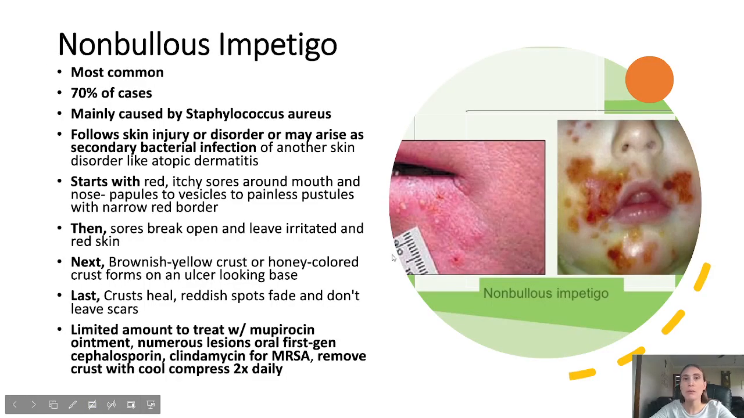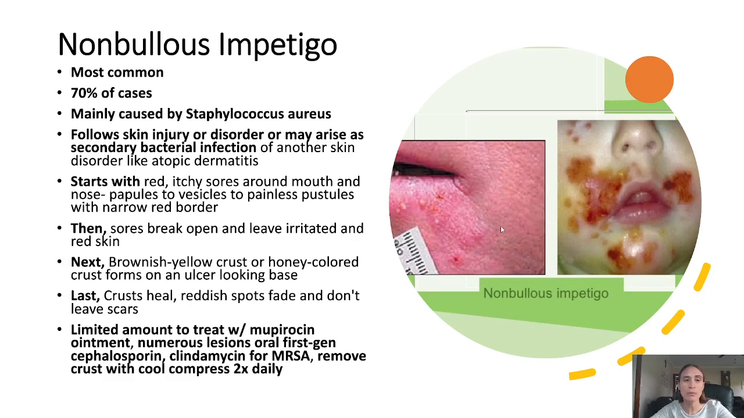So let's talk about non-bullous impetigo. I have 2 pictures here that show what it looks like. It is the most common, 70% of the cases. It's caused by Staphylococcus aureus mainly. It usually follows a skin injury or disorder, or it could come from a secondary bacterial infection of another condition, like I mentioned earlier, atopic dermatitis. It starts with these red, itchy sores, again, around the mouth and around the nose. They go from papules to vesicles to painless pustules, and sometimes you'll see a narrow red border around them.